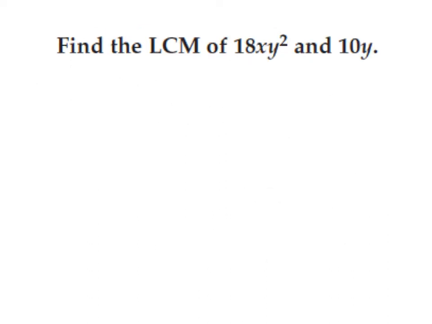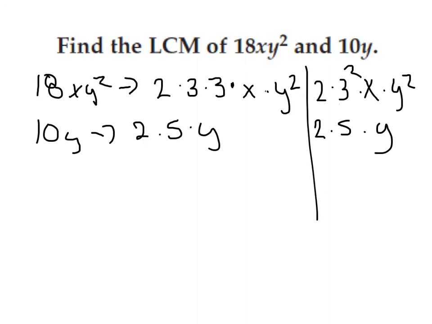Alright, let's do that again. We'll find the LCM of 18xy squared and 10y. These are two monomials, or algebraic expressions. You can see here that I took 18xy squared. I found the prime factorization of 18, 2 times 3 times 3, and I put it in with exponents, so now you see I have 2 times 3 squared times x times y squared.